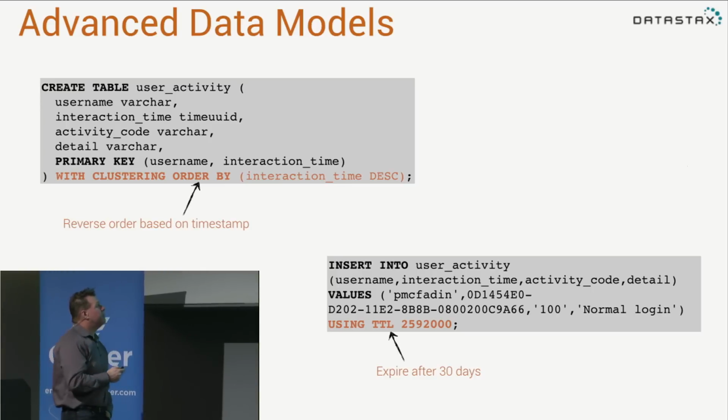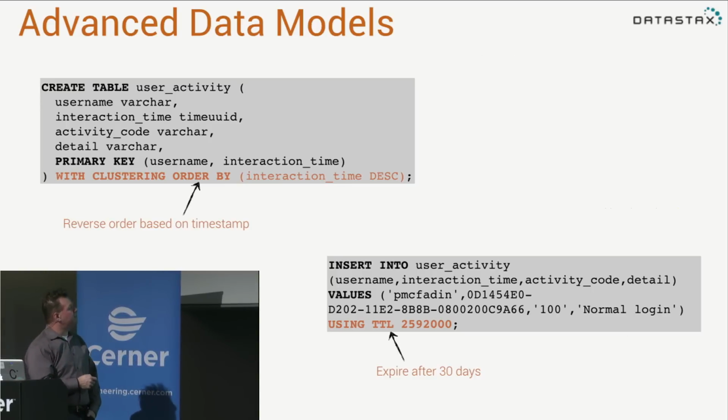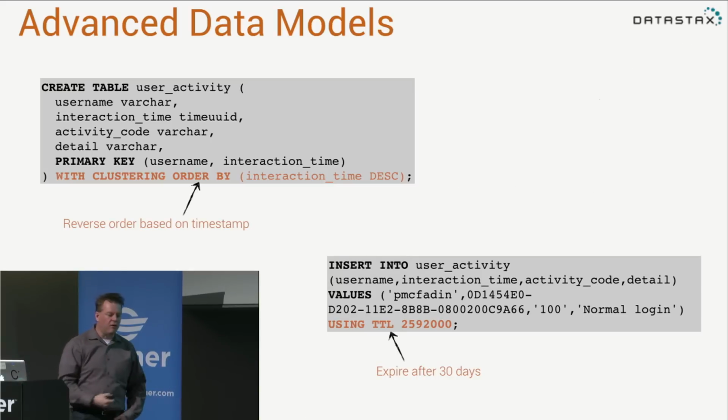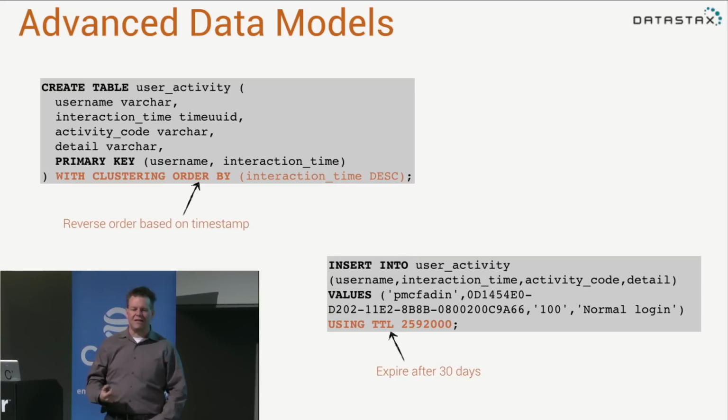So this advanced part right here, let me explain what's going on. I have my uniqueness, which is this username and interaction time. I'm also controlling the ordering. Now, when I used SQL and Oracle, I used hints.